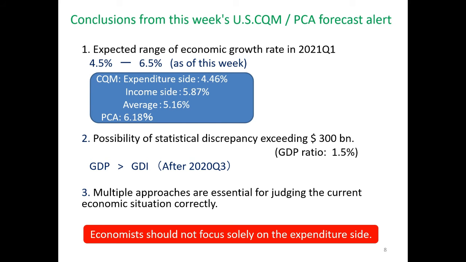Conclusion from this week's US CQM forecast alert. First, it's best to look at the economic growth rate for the current quarter between 4.5% and 6.5% at this point. Secondly, after 2020 Q4, the statistical discrepancy will be as large as 300 billion. This suggests the size of the economic pie measured on the expenditure side is about 1.5% larger than that on the income side.